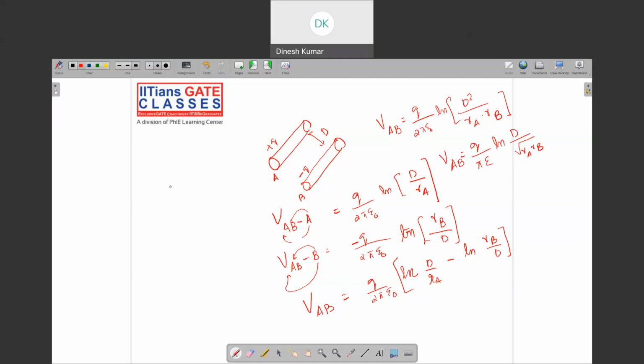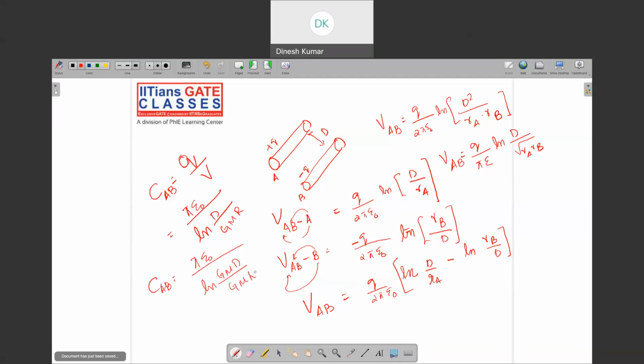So we can write CAB, the capacitance between A and B per unit length, will be Q divided by VAB, that is, pi epsilon 0 by ln D by GMR. If there are more conductors, then we can write CAB will be pi epsilon 0 divided by ln GMD divided by GMR. This will be per unit length.